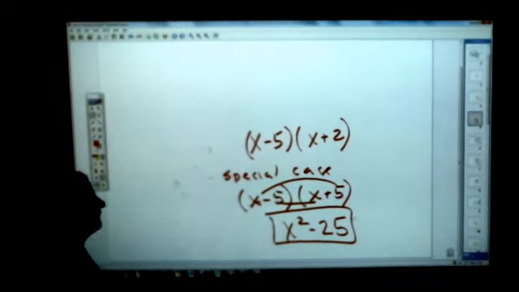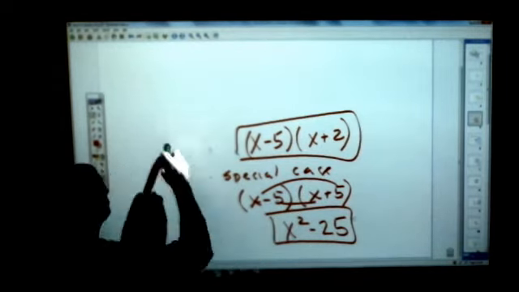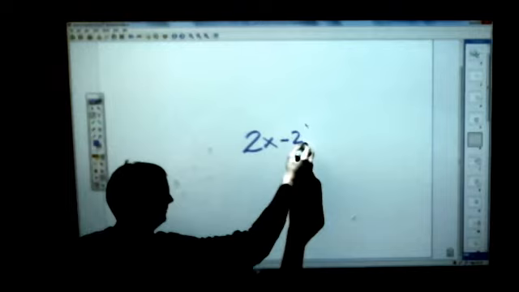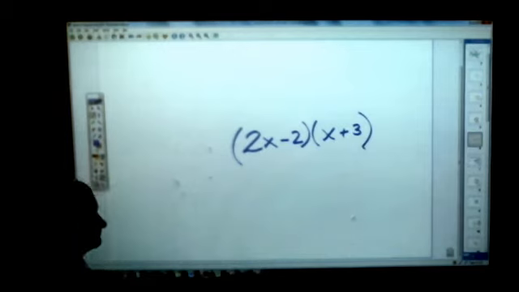Now, lest you thought you were really smart, I have to throw a little hook, line, and sinker at you. Because not always is it quite this easy. Well, what happens if it's 2x minus 2 times x plus 3? That's going to throw a little bit of a wrench into the whole thing. That little 2 in front of the x is going to mess everything up a little bit. Still the same way. What will be my first term now? What is 2x times x? It's not 3x, but 2x squared.